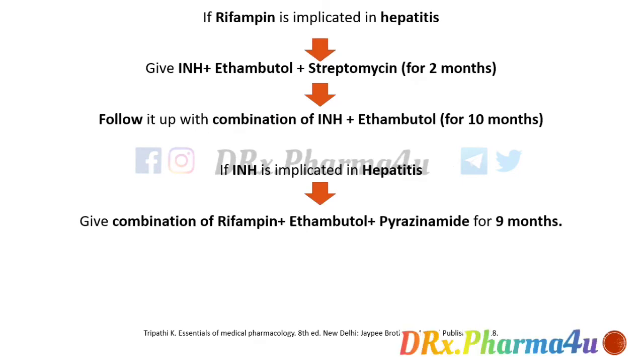If rifampin is implicated in hepatitis, then we can give isoniazid plus ethambutol plus streptomycin for 2 months. You can follow it up with a combination of isoniazid and ethambutol for another 10 months. Why? Because as I told you, in the continuation phase or in the maintenance phase, we do not use pyrazinamide. We do not use any injectables. Streptomycin is an injectable. If isoniazid is causing hepatitis, then you can give a combination of rifampin plus ethambutol plus pyrazinamide for 9 months.